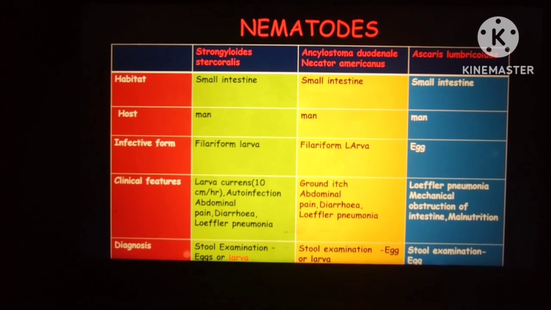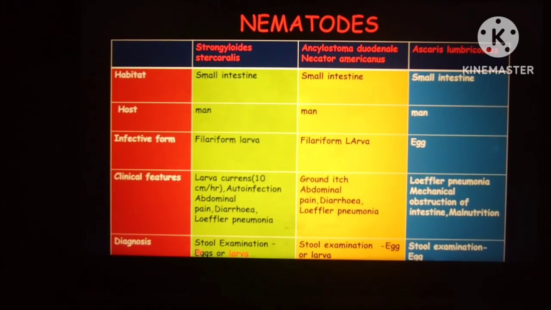And how will we make the diagnosis? Here in Strongyloides it can be either egg or larva. In Ancylostoma and Necator it is an egg or the larva, and in the stool examination we can detect the eggs in Ascaris lumbricoides. Okay.